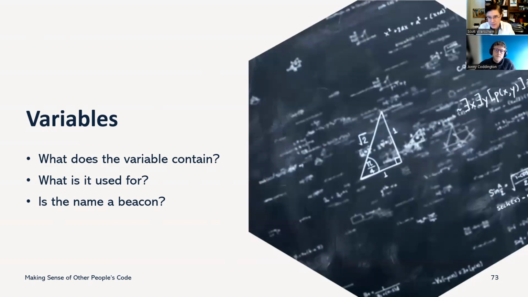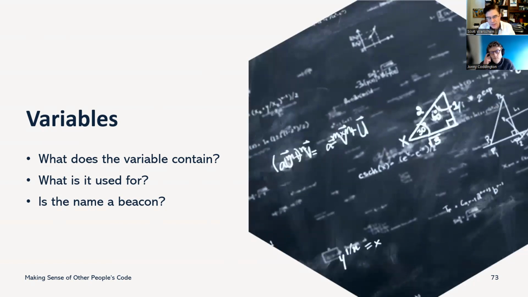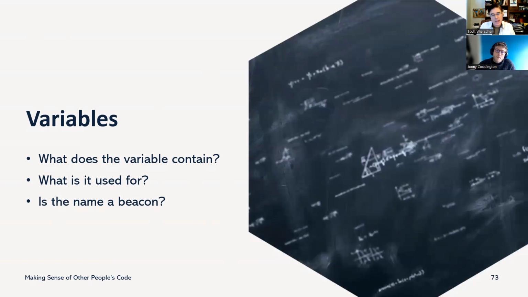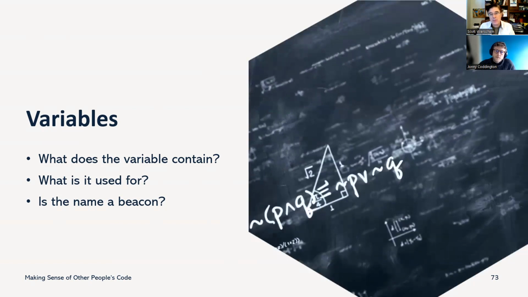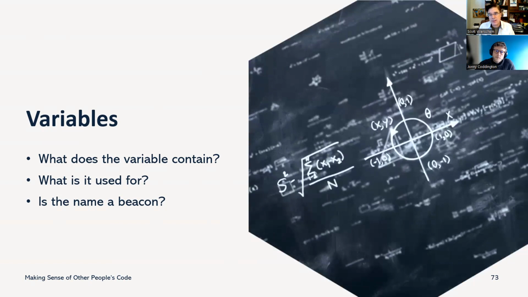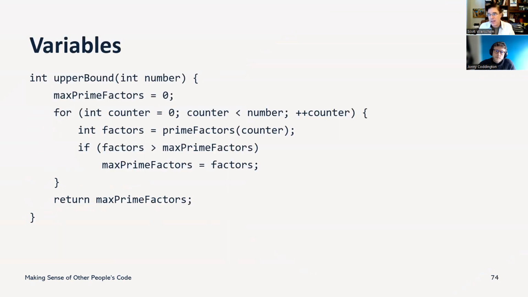We look at the variables. What does the variable contain? What's it used for? Is that name a useful beacon, or is it just something that is misleading? So we can look at this code and we can look at the variables. We've got four different variables. Their names are more or less unhelpful, but let's think about what their roles are.